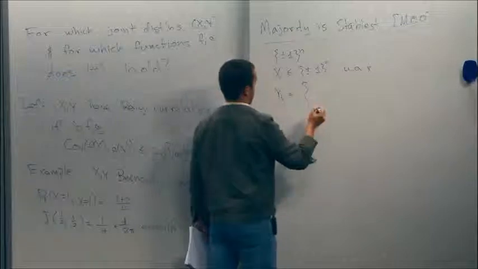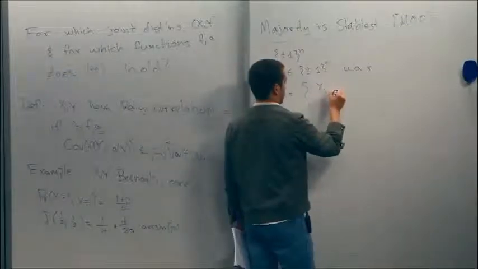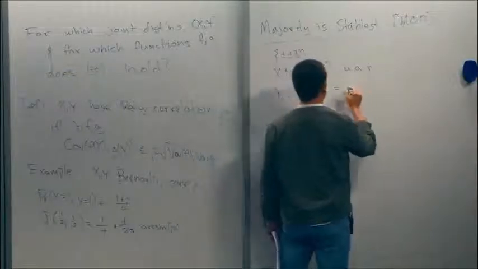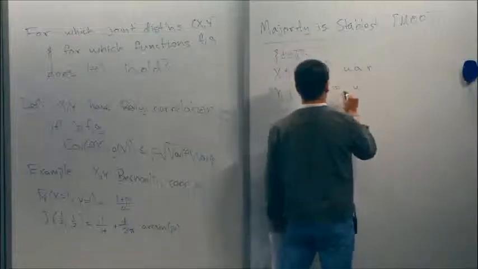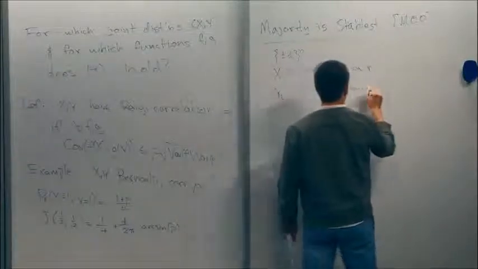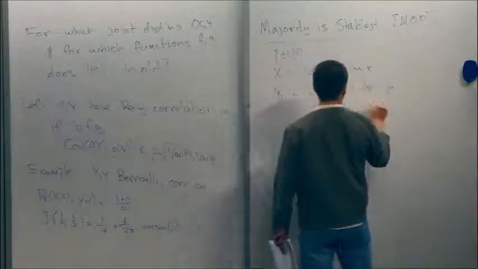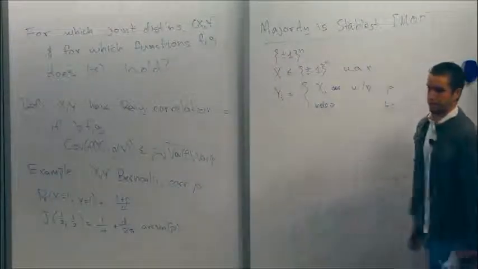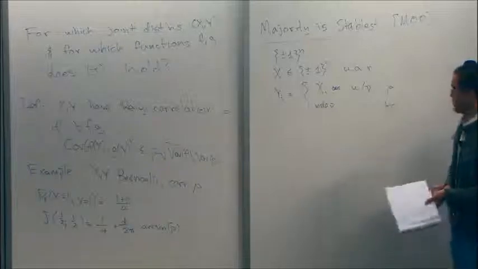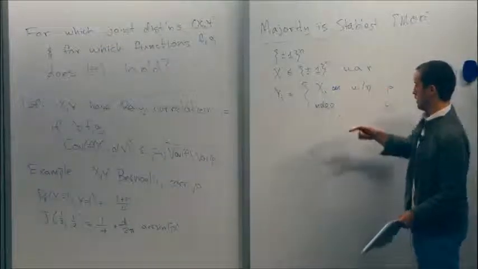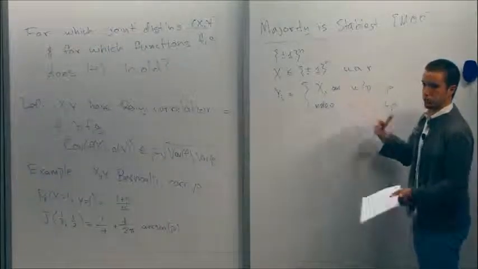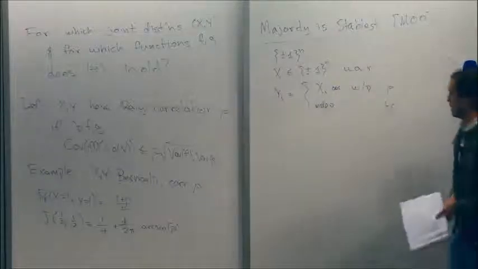well, I define y_i by, for each bit, I set y_i to equal x_i with probability rho, and with probability 1 minus rho, I take an independent random sample. Right? And so what this means is that for every bit there is correlation rho between x and y. Right? And they're independent.